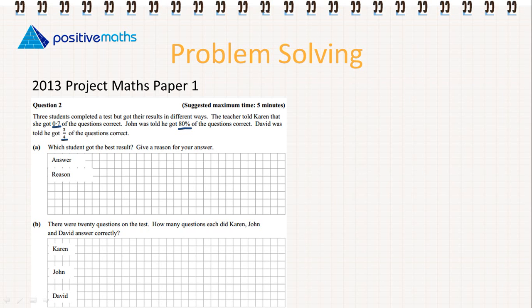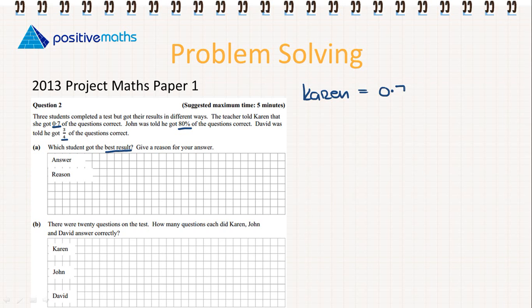Okay. Part A. Which student got the best result? Give a reason for your answer. Okay, so 2 parts to this question really. First of all, we need to figure out who got the best result. And then the second part, we need to give a reason for our answer. Okay, so I'm going to write out the key pieces of information.